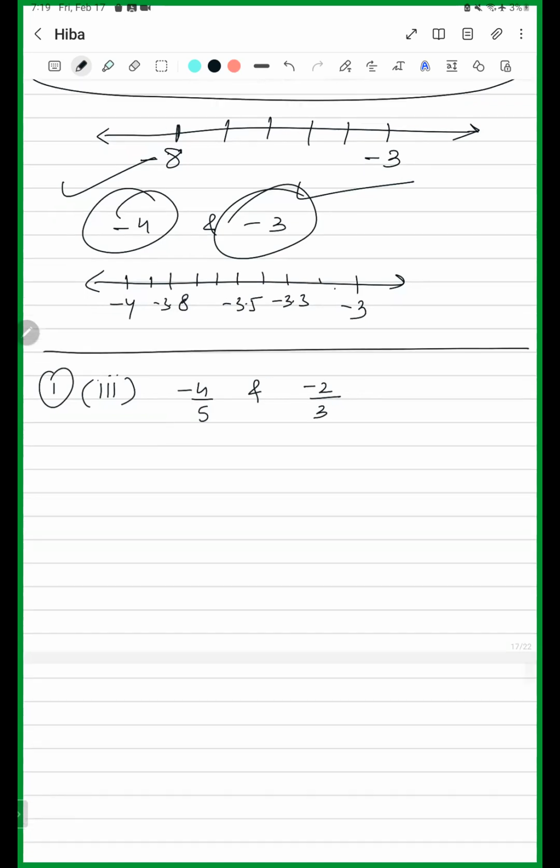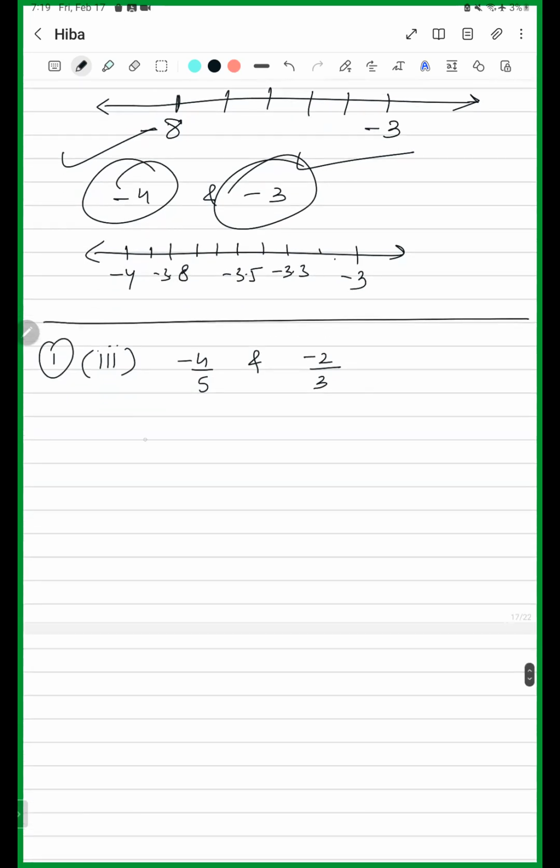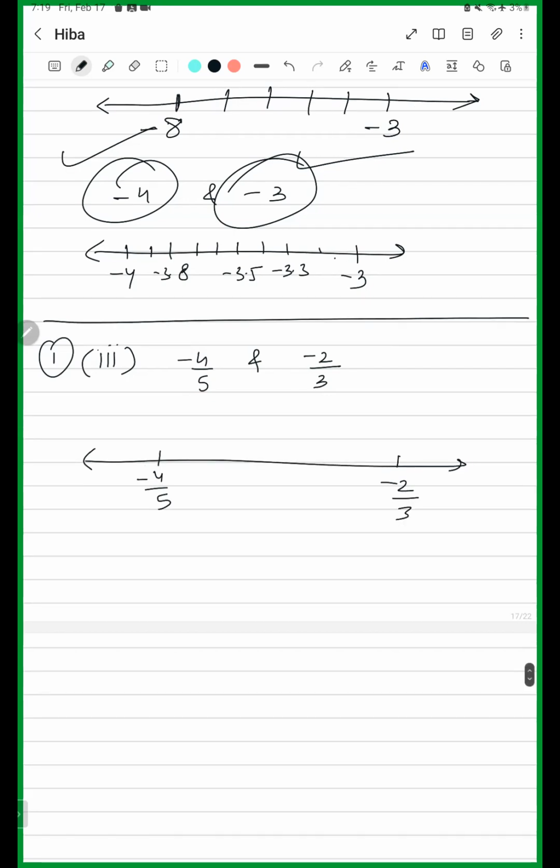Did you get it? Yeah, but here the like -4 by 5 and -2 by 3. What does the and like mean? Oh, the and means you have to find 5 rational numbers between this and this. Okay, I understand. That means your rational numbers, एक तो आपका ये है -4/5, एक आपका ये है -2/3. आप फाइंड करते रहिए इन दोनों के बीच में.